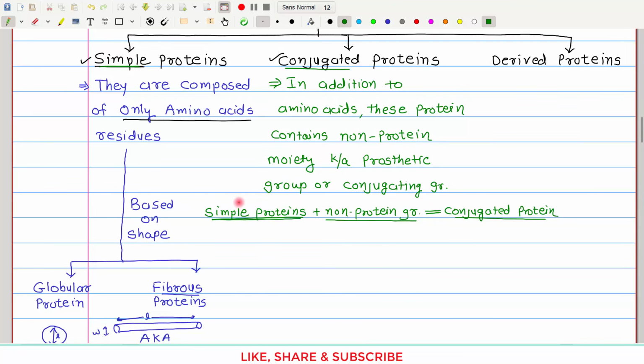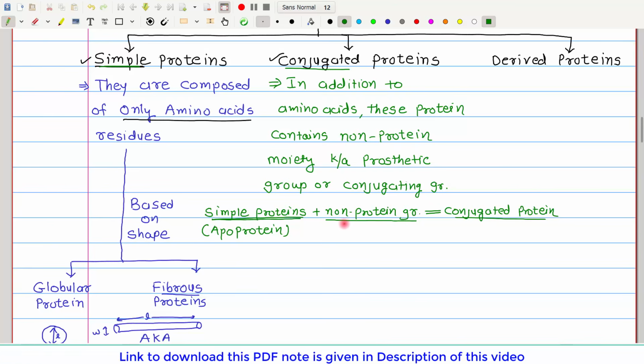So to differentiate these two, this simple protein has been given another name, that is apoprotein, right? And its non-protein group, as I told you earlier, is also known as prosthetic group or conjugating group. And when this apoprotein and prosthetic group or conjugating group combine, they make up conjugated protein, and this complete unit is also known as holoprotein.